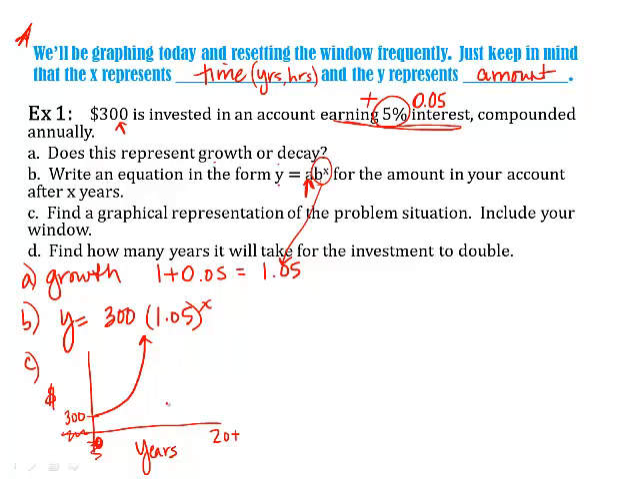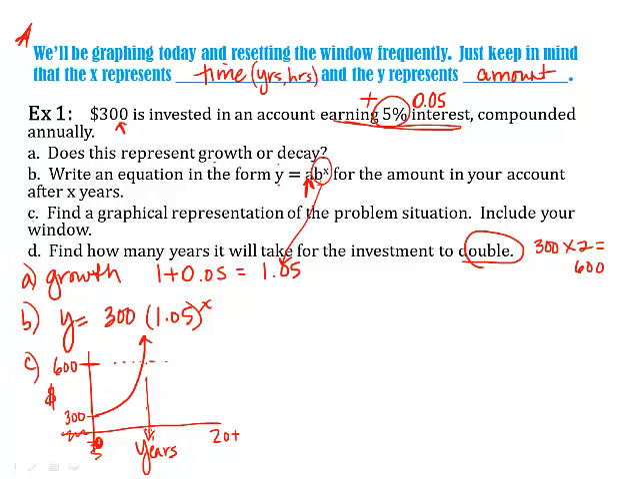Okay? So the question is, look at the question on D. How many years will it take for the investment to double? Well, what would that mean? If I started with $300, to double it would mean it makes $600, right? So how long does it take to double? So I know the y then would be 600. What would that x value be? Right there. I'm going to show you how to find that on the calculator very simply.